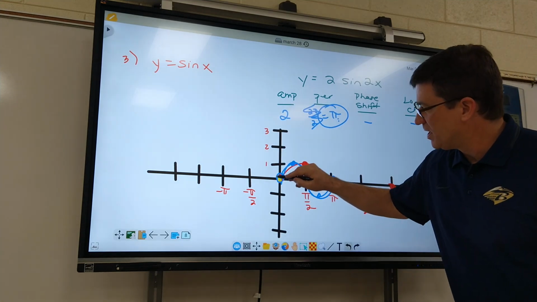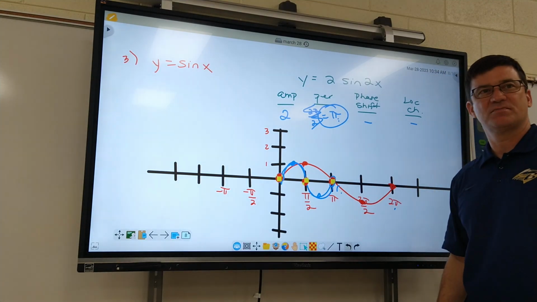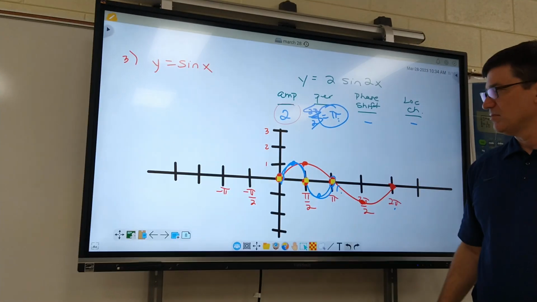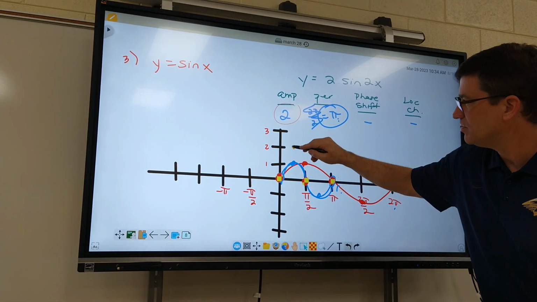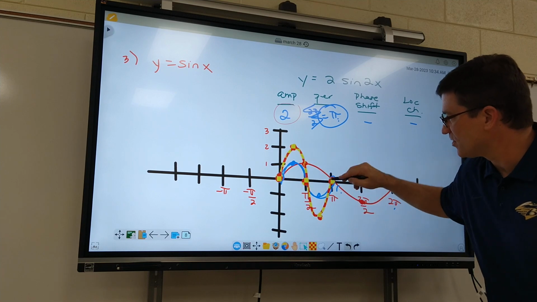So Matthew, keep these 3 the same because they're on the x-axis. You never move those. And what do I do with an amplitude of 2? Move it up. Instead of going up 1, just count up 2, and count down 2 there. And it just kind of stretches it out.